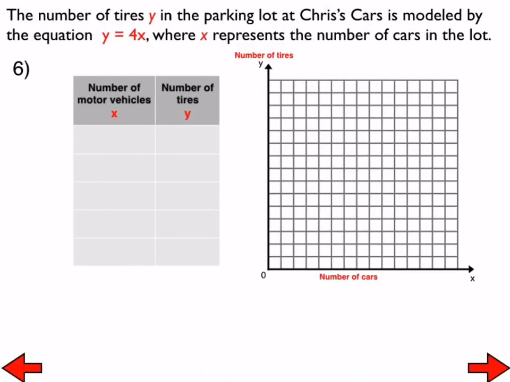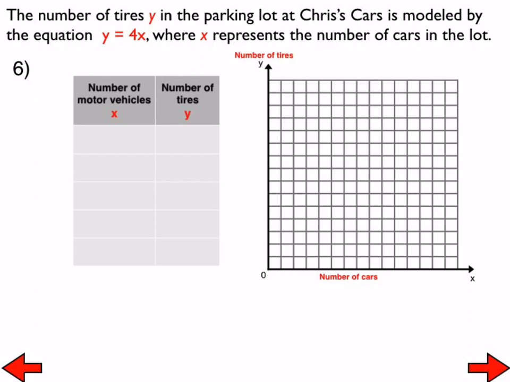Number 6, y equals 4x was the equation given because every car has 4 tires. So like 1, 4, 2, 8, 3, 12, and so on. I'm just going to stop right there, and then you can plot your data and so on. But the main questions were whether this was a function or not, and it is a function. You can tell from the equation alone, y equals 4x, that it is a function.